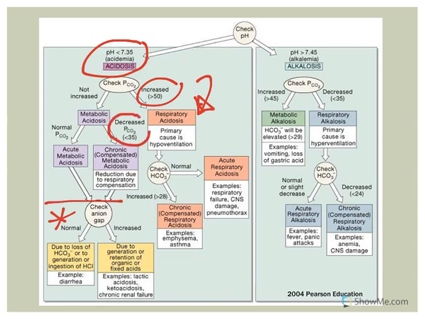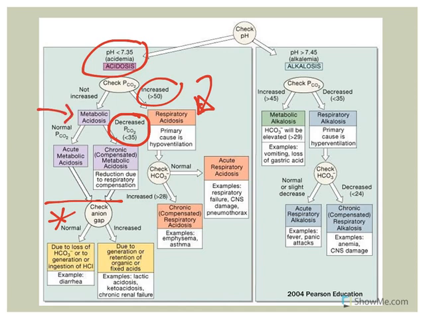If the CO2 was not elevated and their pH is low, but actually their CO2 was low, this has been compensated. They're starting to compensate. They have chronic metabolic acidosis, because the compensation for metabolic acidosis is to increase their ventilation to help get rid of that carbon dioxide. And so this is where you can distinguish whether it is compensated or not for the metabolic acidosis.